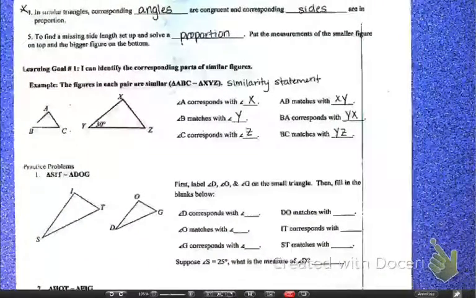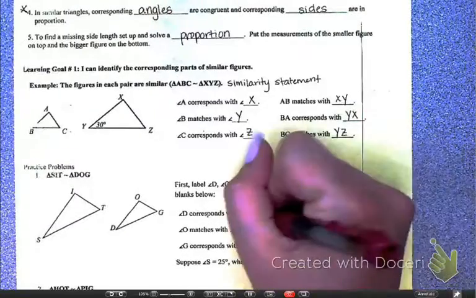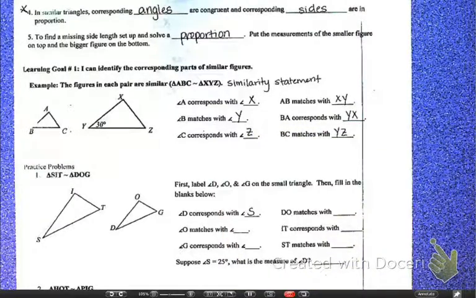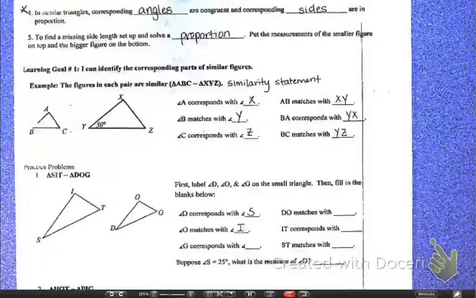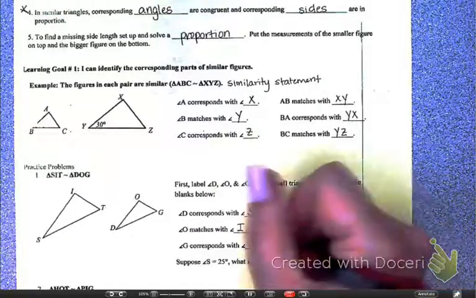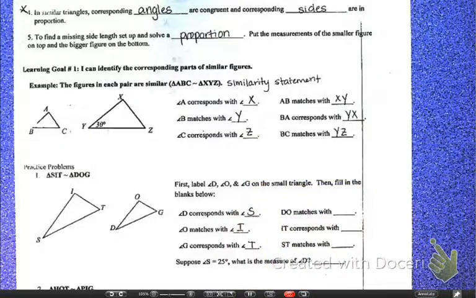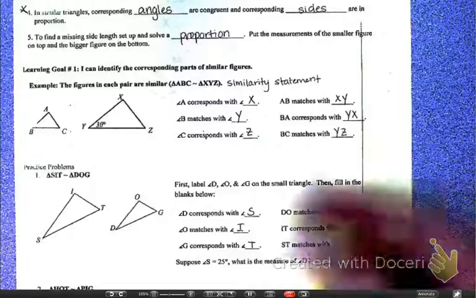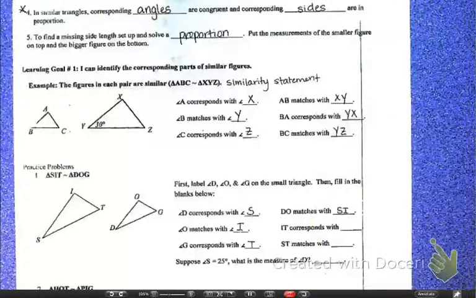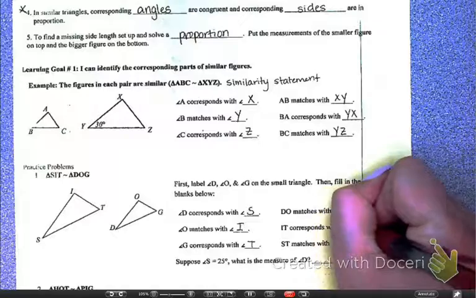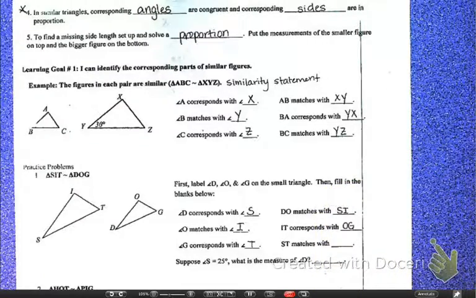Okay, let's do the next one together and then I'll let you try one. Angle D corresponds with angle S. O matches with I. And angle G matches with angle T. What about DO? SI, IT, OG, and ST. Good. So if angle S is 25 degrees, what is the measure of angle D?